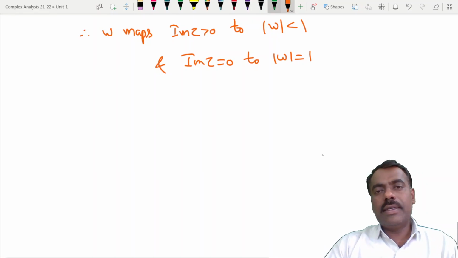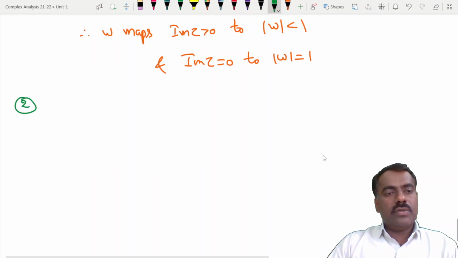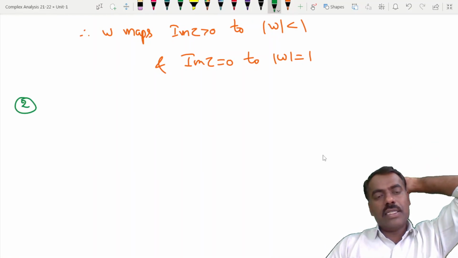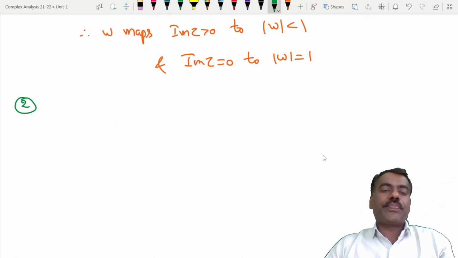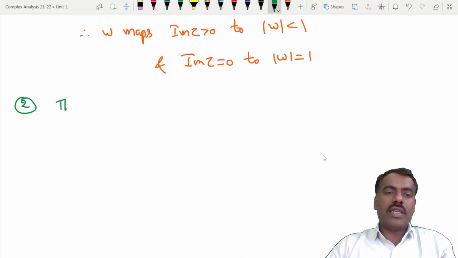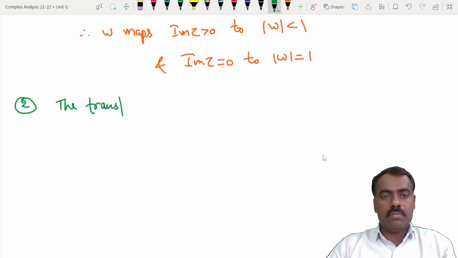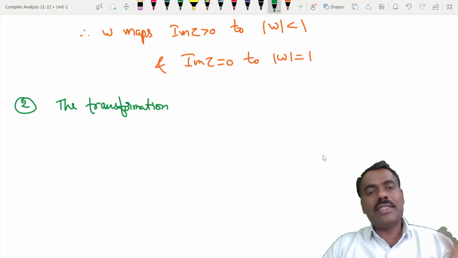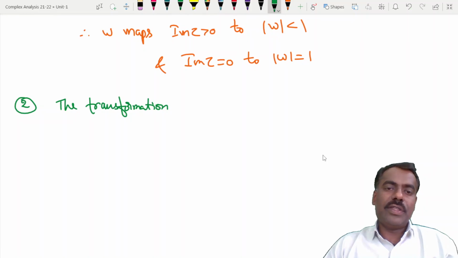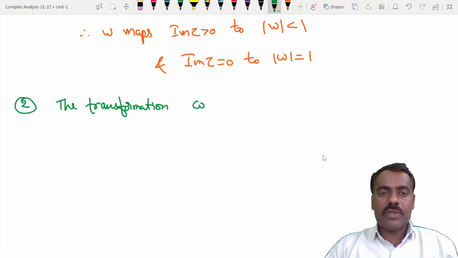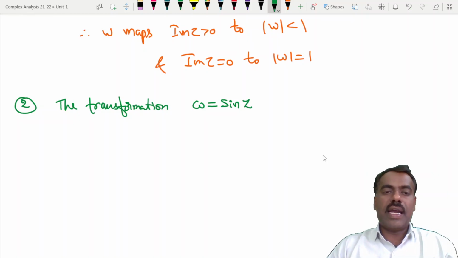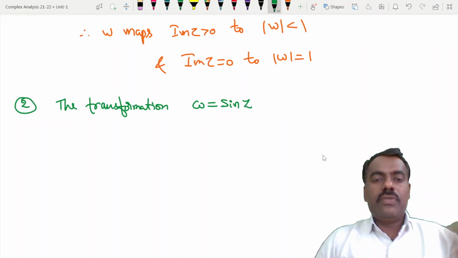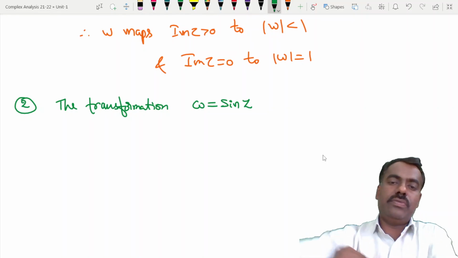Now let's see another transformation, which is again interesting. Of course, there are several examples, and there is no ending if we start discussing each and every thing. Refer to the book and you can understand on your own. So we'll see something different: w equal to sin z. Under this transformation, let's see which types of regions will map to which.